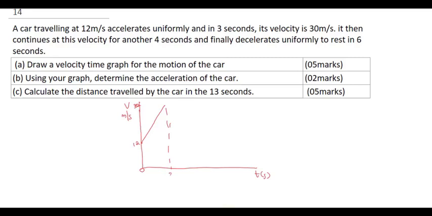Now recall that this is 3 seconds. Now it's uniform, remember, the same velocity for another 4 seconds. So if you add 3 plus 4, you will notice that here will be 7 seconds. Then it decelerates to rest, which is 0 level, in 6 seconds. When you add that, this place is going to give you 13. So this is exactly what our graph is going to look like. Now let us do that on our graph.